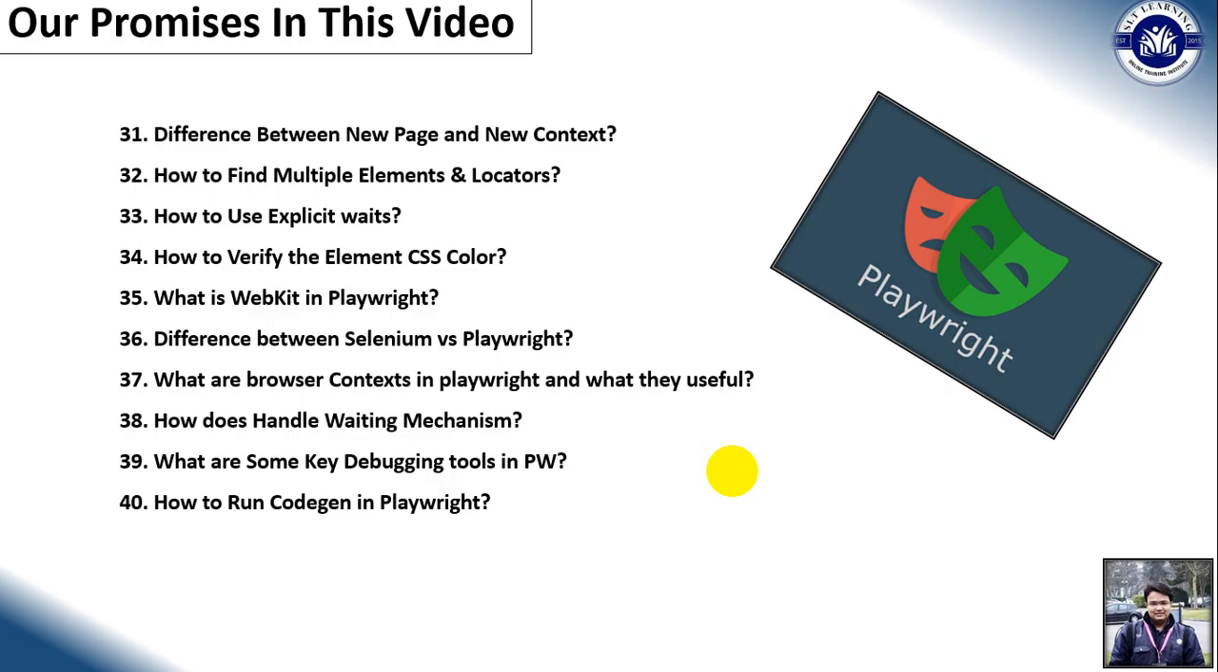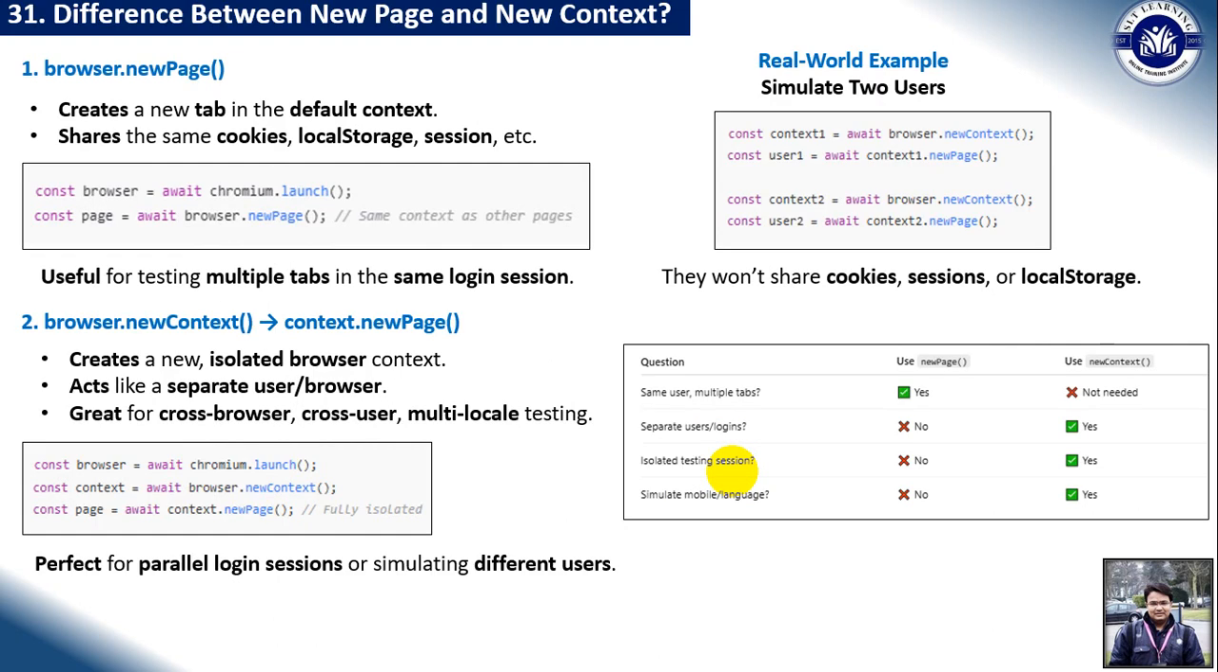This is the crucial one: what are the different debugging tools in Playwright, and how to run CodeGen in Playwright. So the CodeGen debugging tool, then WebKit, and then how to work with context and page. That is the key area of this particular video. Let's see what is the difference between new page and new context.